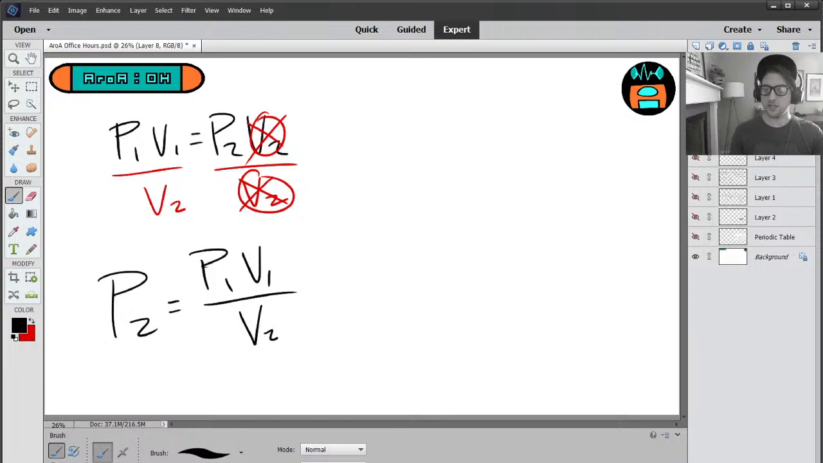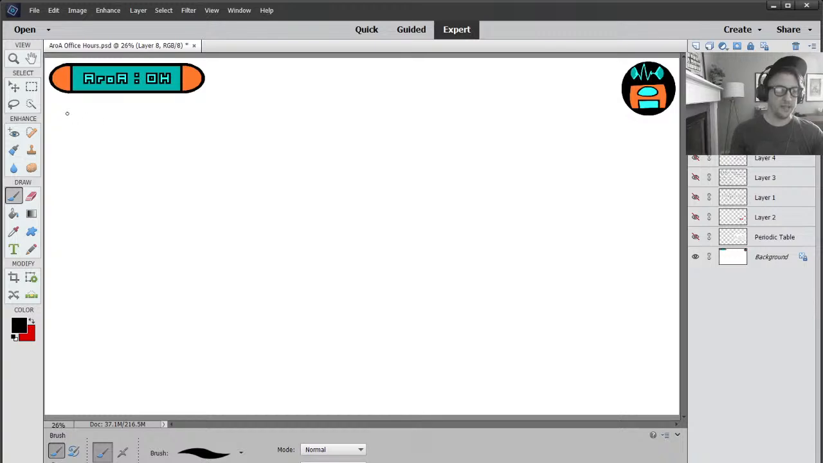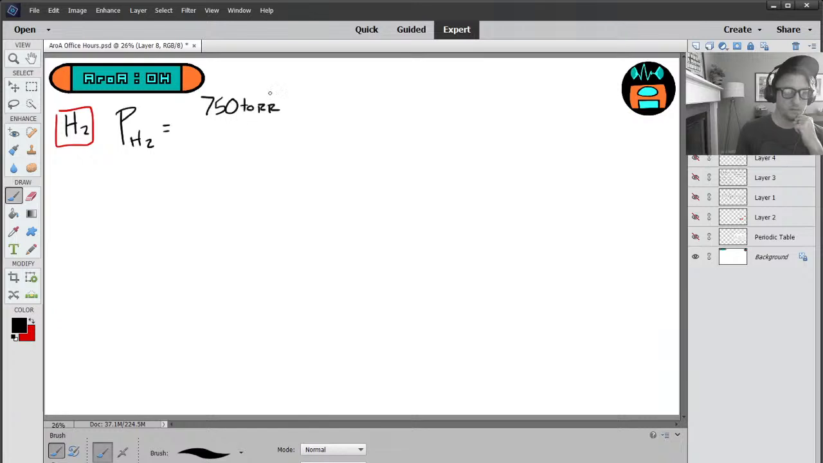So we're going to use this equation and knock it out for each gas. So let's go ahead and start with hydrogen, H2. We have our partial pressure of hydrogen is equal to P1, which is 750 torr, times V1, which is 5.0 times 10 to the first milliliters, over V2, which is 150 milliliters.